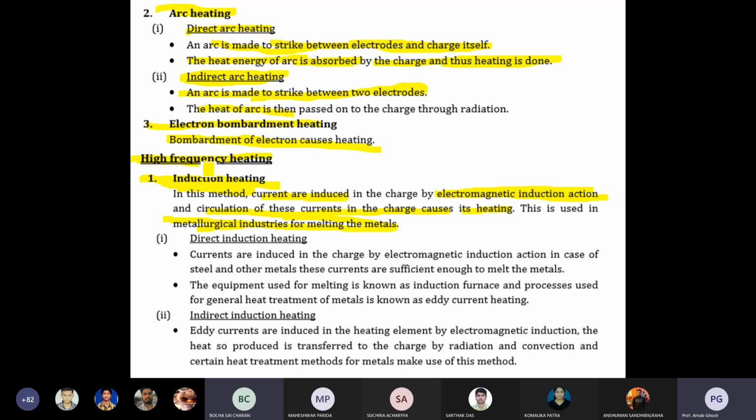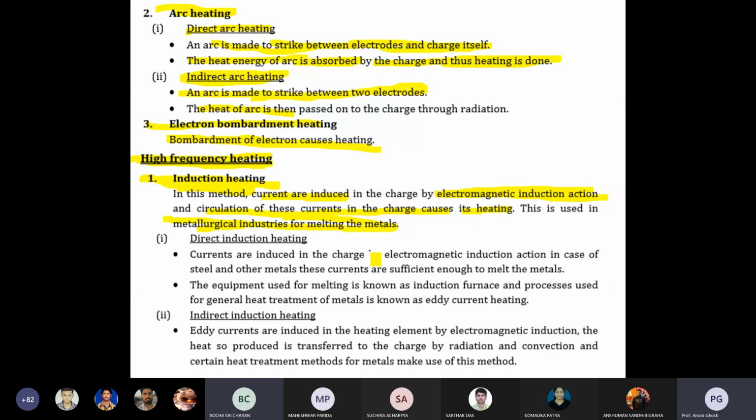So this is high frequency. Sorry. So this is an example for a high frequency heating. Okay, induction. So what happened in induction means current is developed due to inductions, not direct conductions. And you know that it's a high frequency.